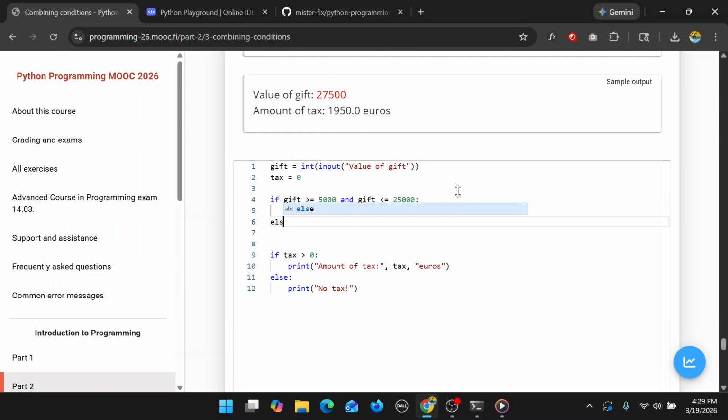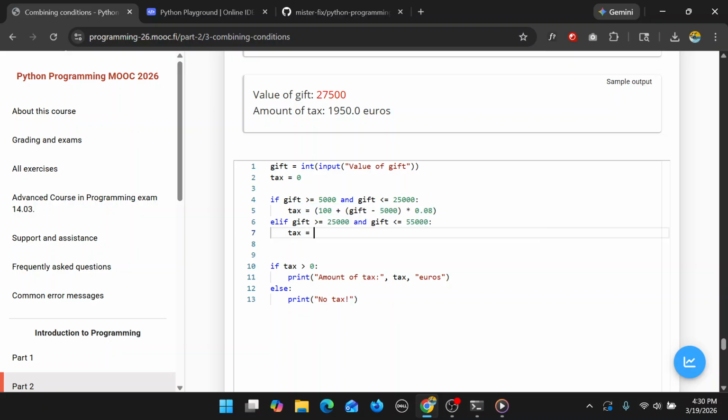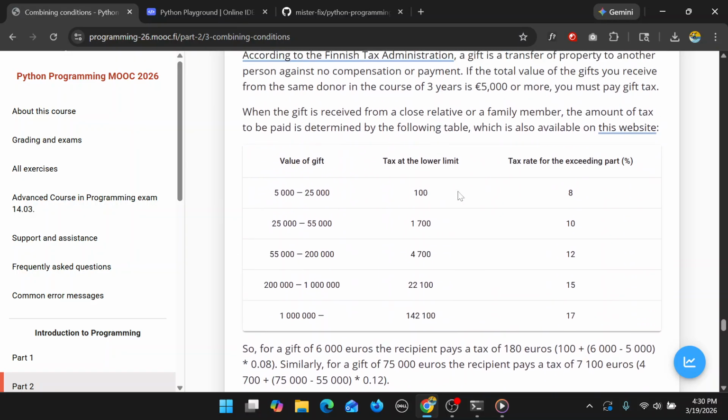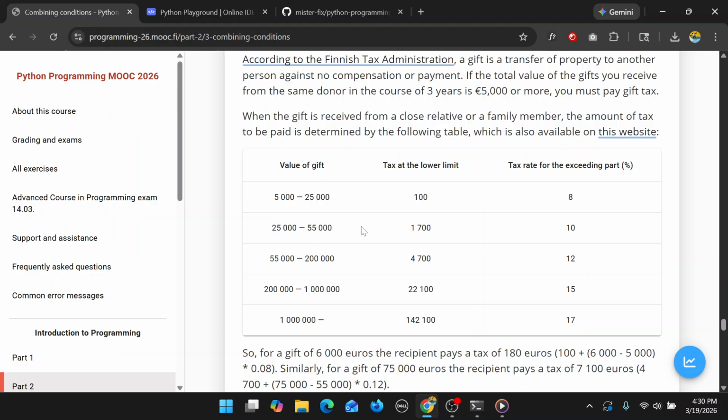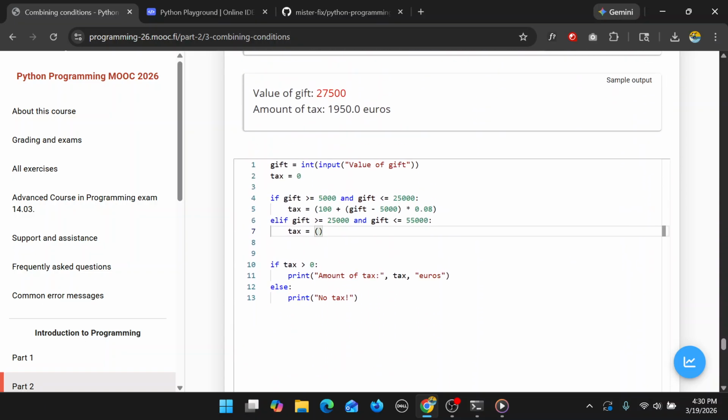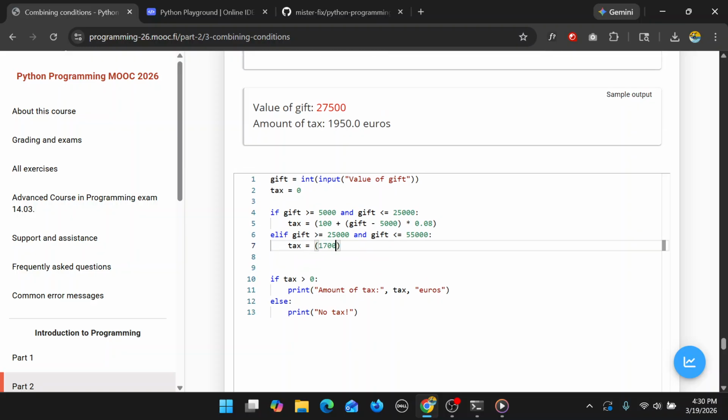So then we're going to say else if gift is greater than or equal to 25,000 and gift is less than or equal to 55,000 euros. And tax will be, right, 25,000 to 55,000 euros. The tax lower limit is 1,700 and the tax exceeding rate is 10%. So this will be 1,700 plus the value of the gift minus the lower limit times 10%.